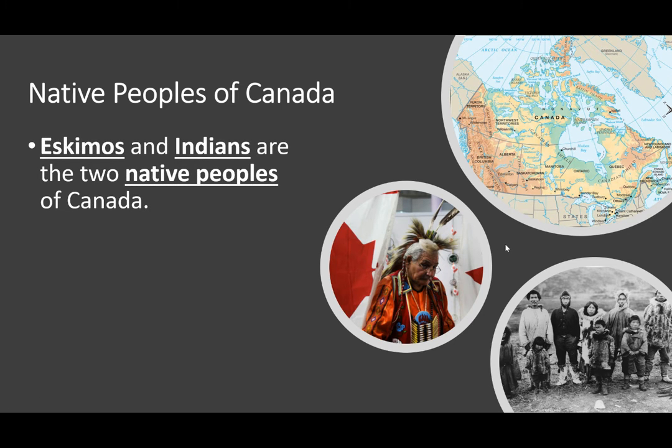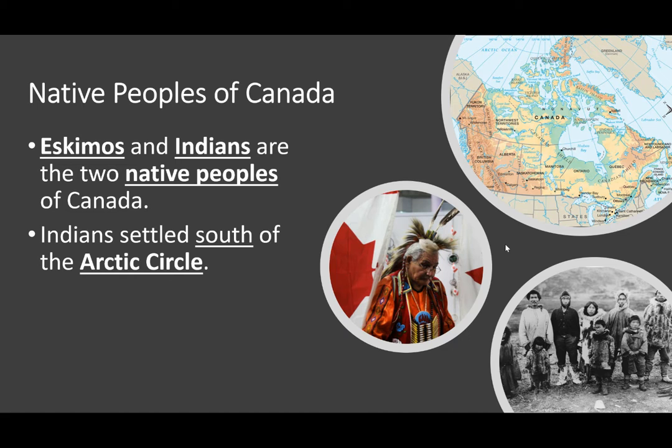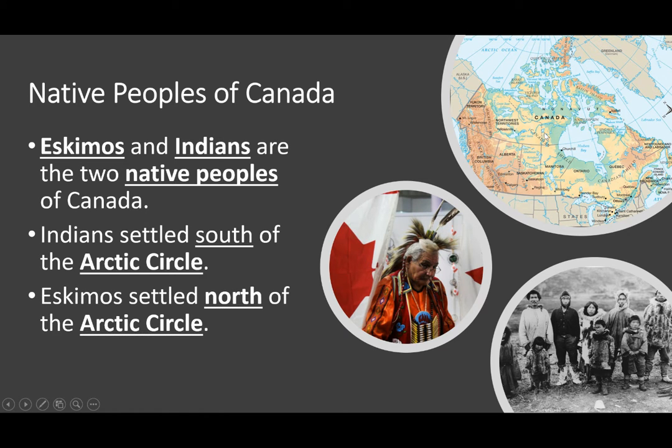Eskimos and Indians are the two native people groups in Canada. Indians settled south of the Arctic Circle. So if you're looking up here at the screen right now, here's the Arctic Circle. So Indians pretty well have settled to the south in the territories. Eskimos then have settled north of the Arctic Circle. So again, here's the Arctic Circle. So Eskimos live in this part of Canada.